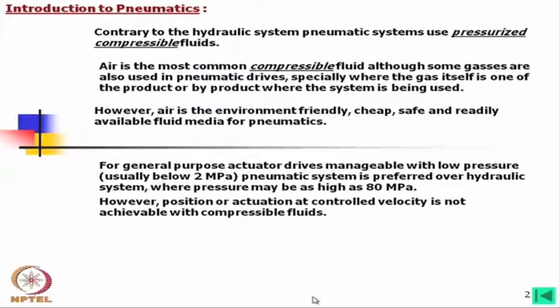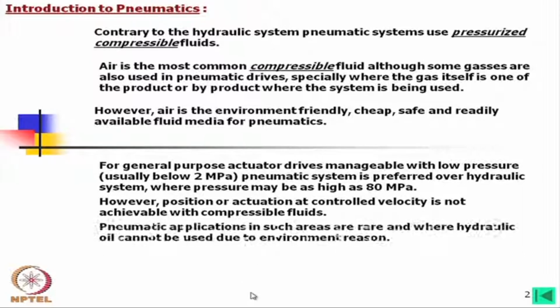However, position or actuation at controlled velocity is not achievable with compressible fluids. This is a drawback with compressible fluids. If you would like position control or velocity control, then it is very difficult to achieve. For a small magnitude, small zone, it is possible. For a relatively larger zone, larger range, the hydraulic fluid will be more useful.